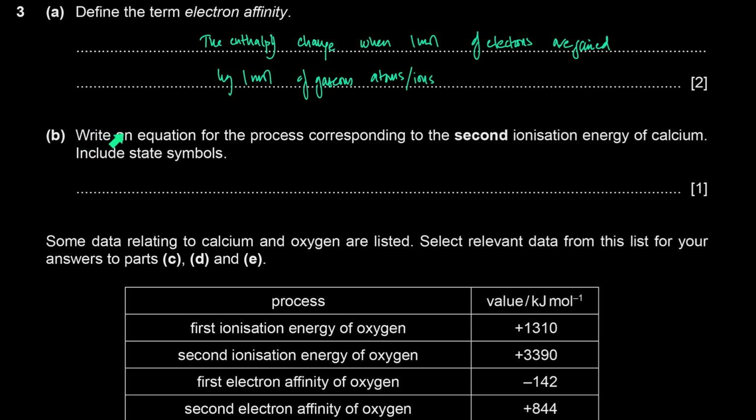Now, part B says write an equation for the process corresponding to the second ionization energy of calcium. Include state symbols. Now, the second ionization energy of calcium is when we're making 2 plus gaseous ions from 1 plus gaseous ions. Remember, ionization energy is the energy needed to remove 1 mole of electrons from 1 mole of gaseous atoms or ions. In this case, second ionization energy would be 1 plus gaseous ions to 2 plus gaseous ions. And obviously, 1 mole of electrons are removed.